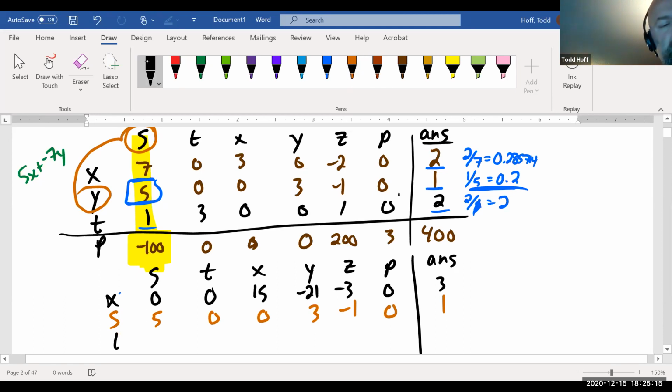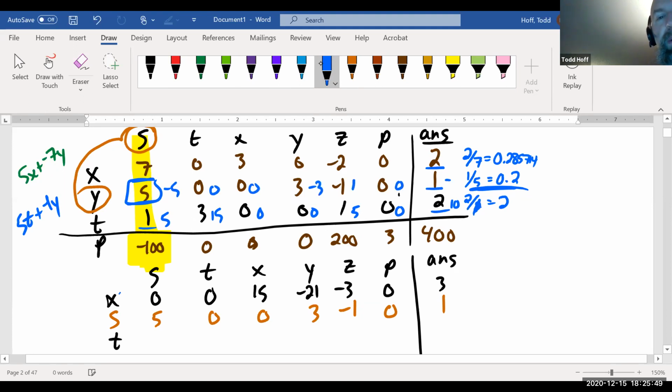Row T, however, is going to change. I need to zero out the 1 there. To do that, since I have a 5 in row Y and a 1 in row T, I'm going to do 5 times row T plus negative 1 times row Y. So 5 times row T is 1 times 5 is 5, 3 times 5 is 15, 0 and 0, 1 times 5 is 5, 0, and 2 times 5 is 10. Negative 1 times row Y, so this will be negative 5, 0, 0, negative 3, positive 1, 0, and negative 1. So I'm going to add those entries.